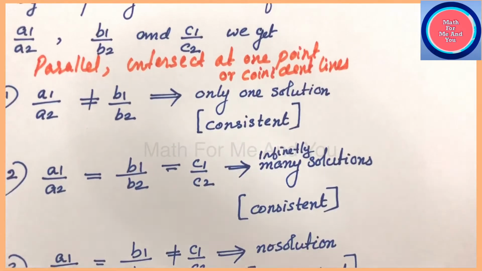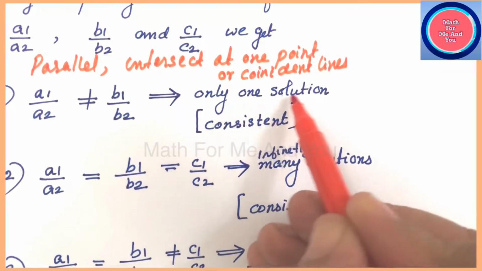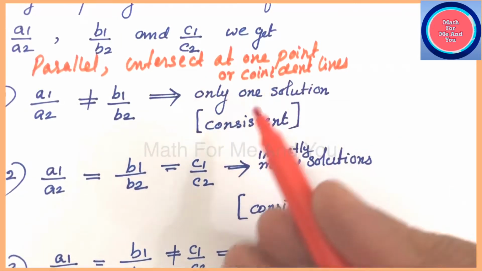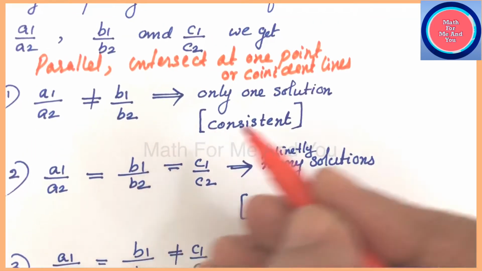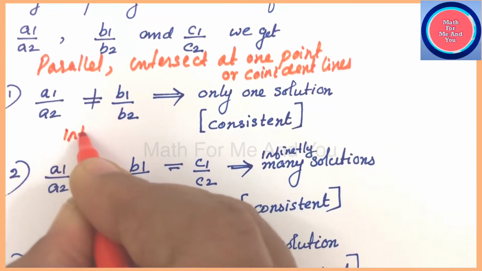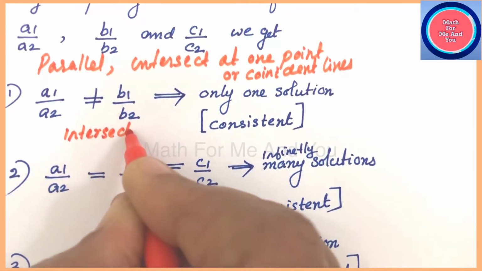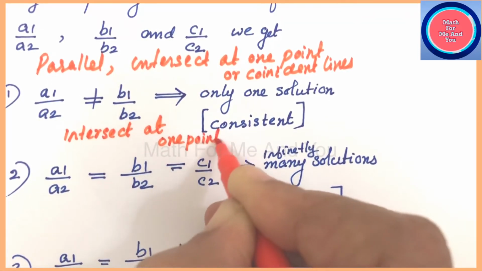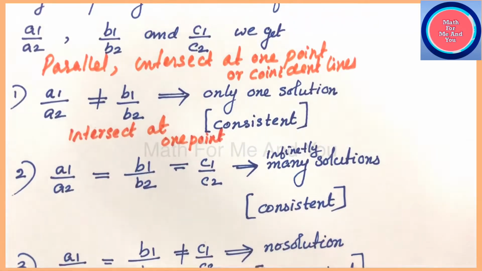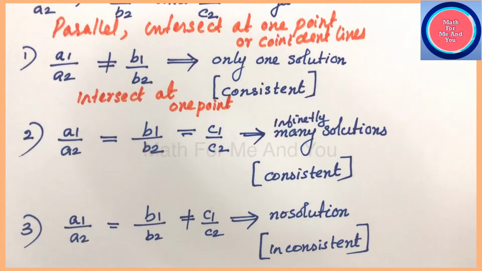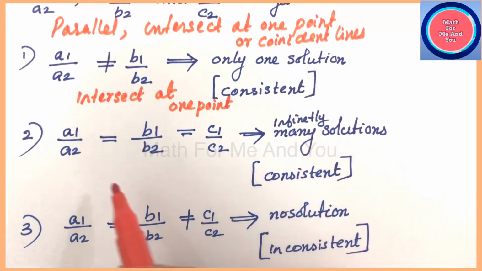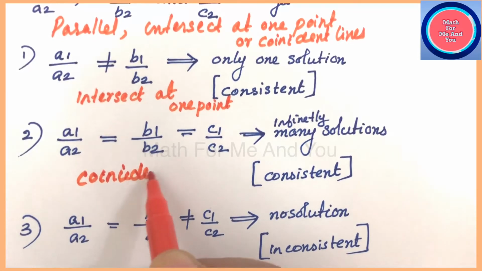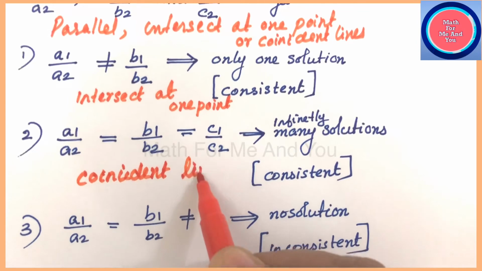First condition, a1 by a2 not equal to b1 by b2, and already we have written only one solution. What is the meaning? If we draw the graph of the lines, they meet or intersect at exactly one point. So if this is the relation between the coefficients, then these lines intersect at exactly one point. And of course, a solution means they are consistent equations. Next, a1 by a2 equals b1 by b2 equals c1 by c2. Infinitely many solutions means the two lines must be coincident lines.